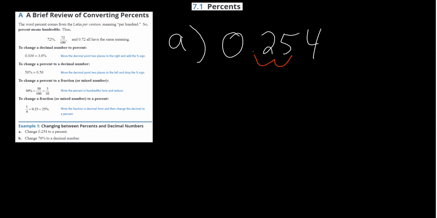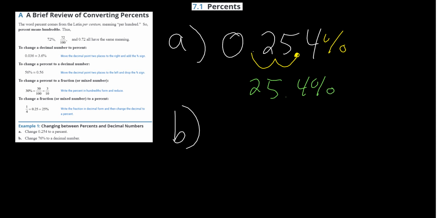So let's do A. We're going to change 0.254 to a percent. If we take this decimal and move it 2 places to the right and add a percent sign, then we end up with 25.4%. And then B, we're going to change 76% to a decimal number.